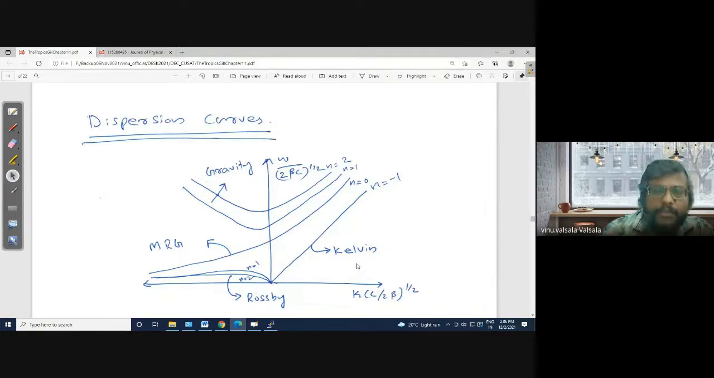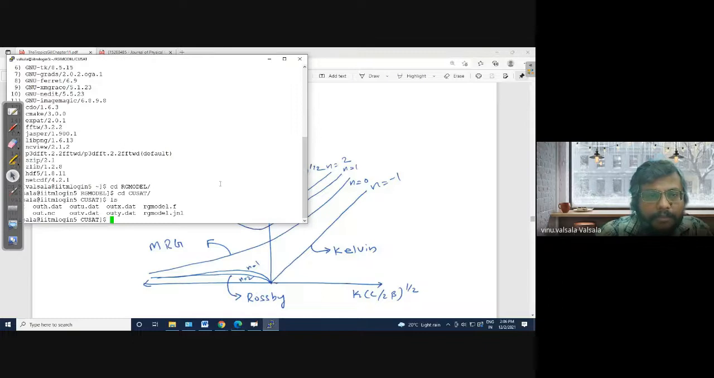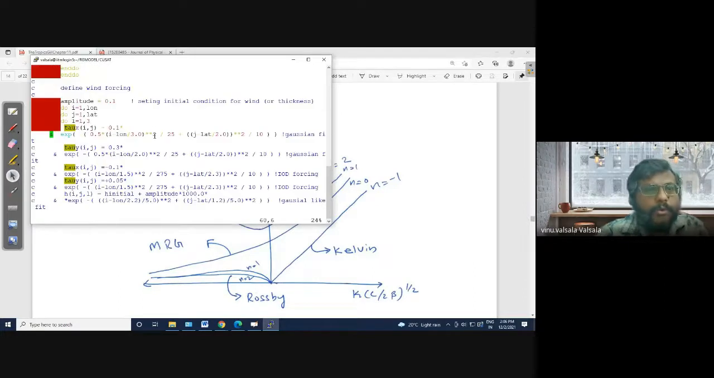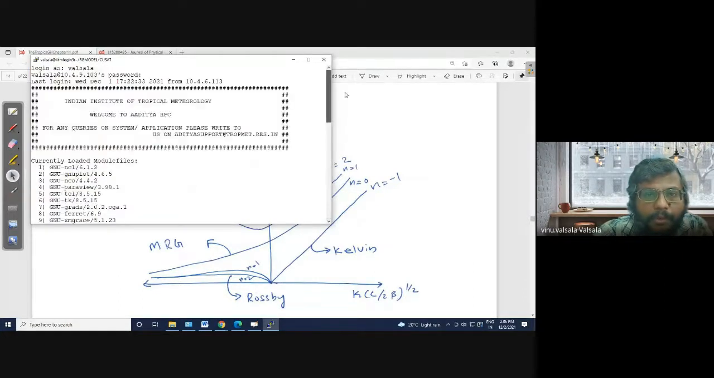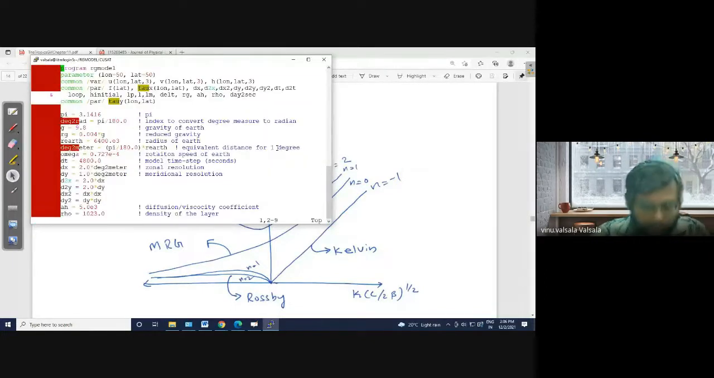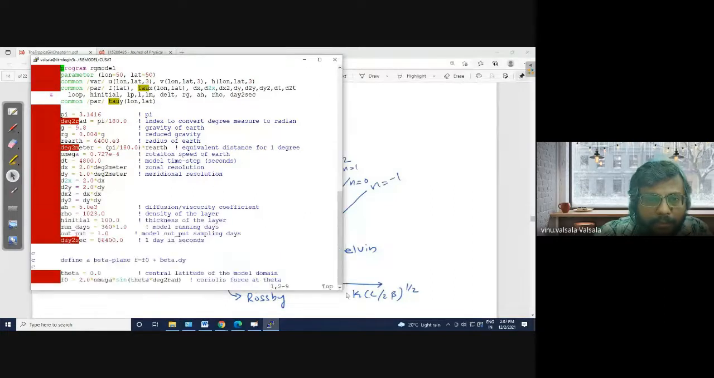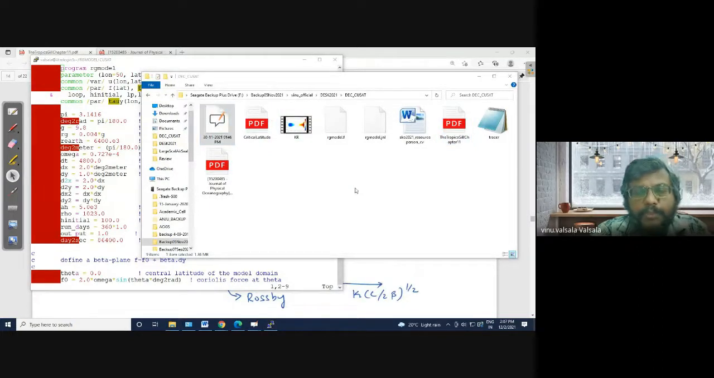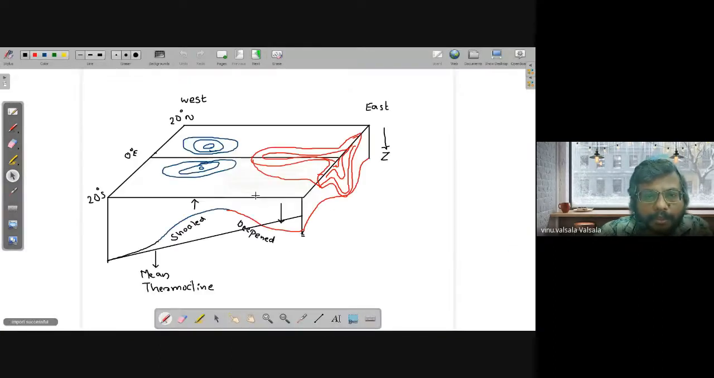To do that, what we have done is approach this problem from a numerical point of view. We have shared a reduced gravity model code, which we have simulated using our simplified initial and boundary conditions, if you remember from the last class. So let me open some of the whiteboards we depended on in the last class.